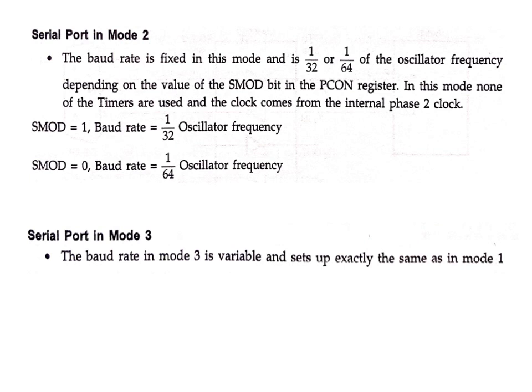To set SMOD bit, what we need to do is again the same thing, ORL PCON comma hash 80h, or immediate value 80h. The ORing operation we need to consider here because it is not bit addressable. The address of PCON is 87h. And one more important thing we can remember here is by changing SMOD bit in PCON from 0 to 1, we can double the baud rate in 8051. And when we come to serial port in mode 3, the baud rate in mode 3 is variable and sets up exactly the same as in mode 1.